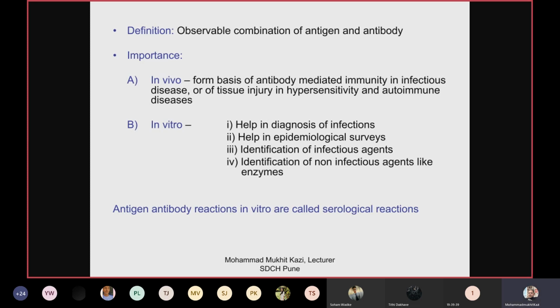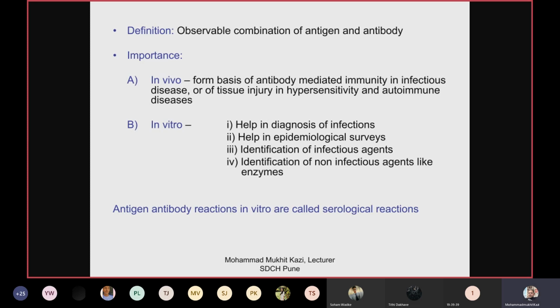In vivo, they form a basis of antibody-mediated immunity in infectious diseases, or tissue injury in hypersensitivity and autoimmune diseases. You will be learning these two concepts in coming lectures. While in vitro, it helps in the diagnosis of infections.